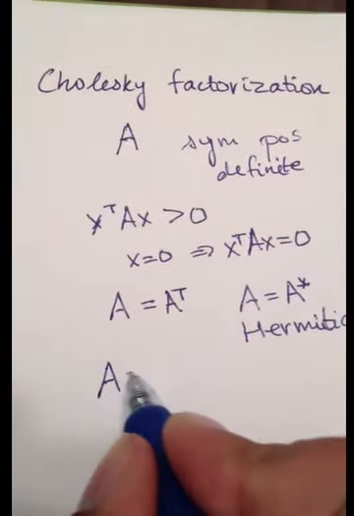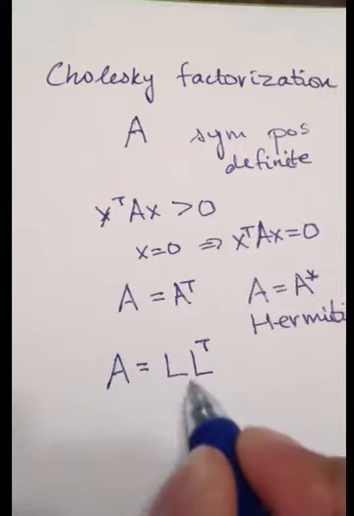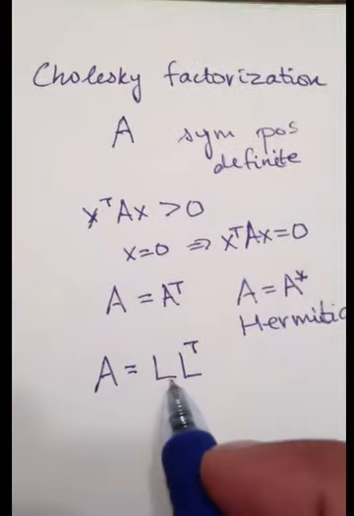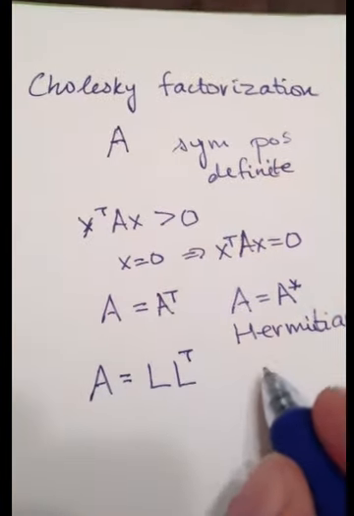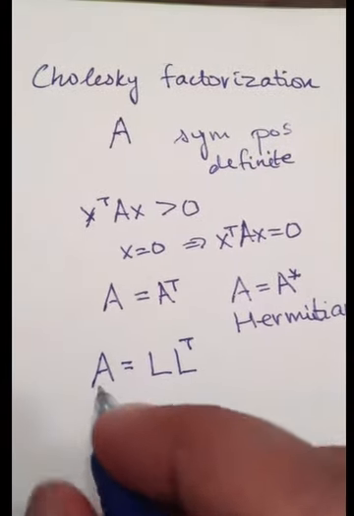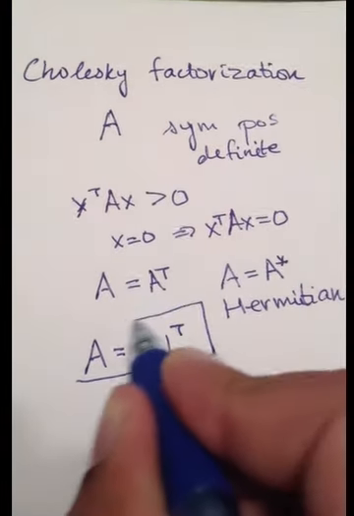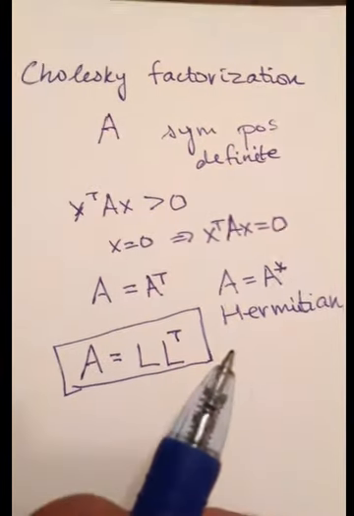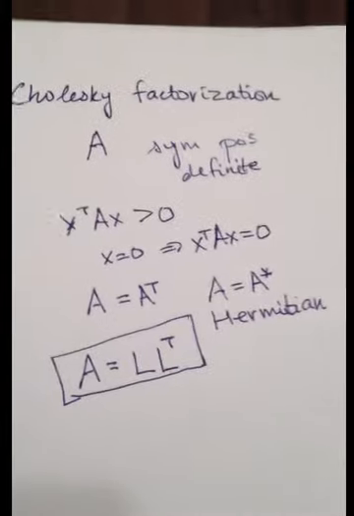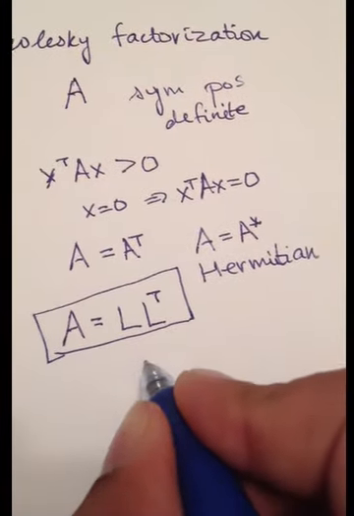So now that we understand what it means for A to be a symmetric, positive, definite matrix, let's look at the Cholesky factorization. The Cholesky factorization says that we can factor this matrix A into two other matrices, a lower triangular matrix and its transpose. So A can be represented as L, a lower triangular matrix, times L transpose.